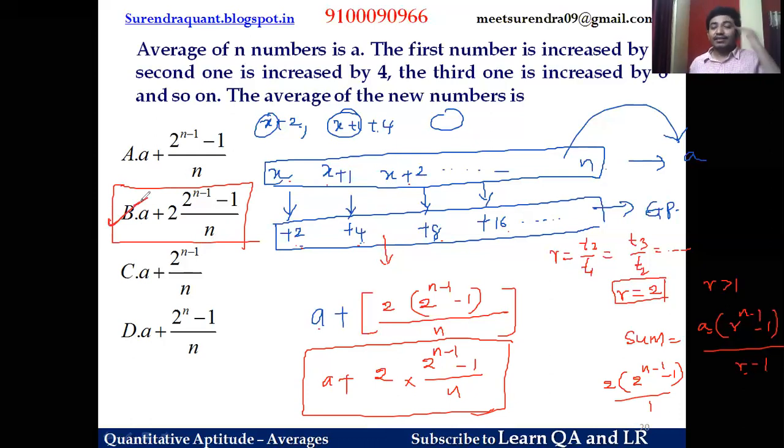So in this way, we can simply work out the question. Take the initial series as it is, and take the incremented numbers as a separate series. Then find the GP, as we found they are in GP. Simply, the sum of terms in GP when the common ratio is more than 1 is a into r power n minus 1 by r minus 1.